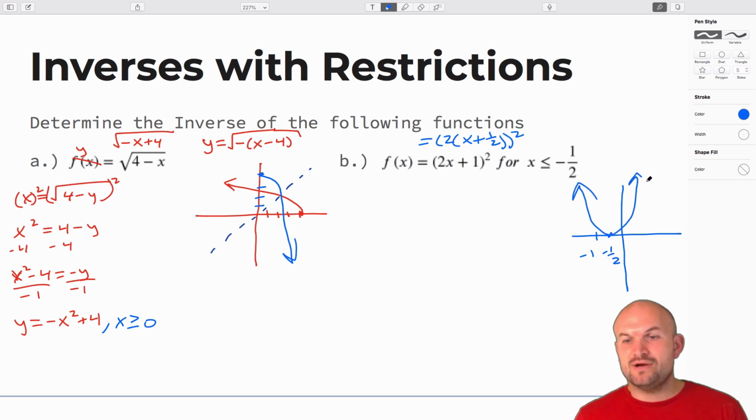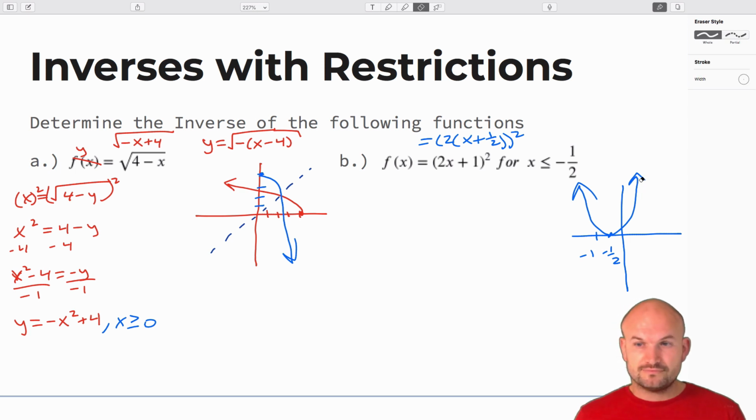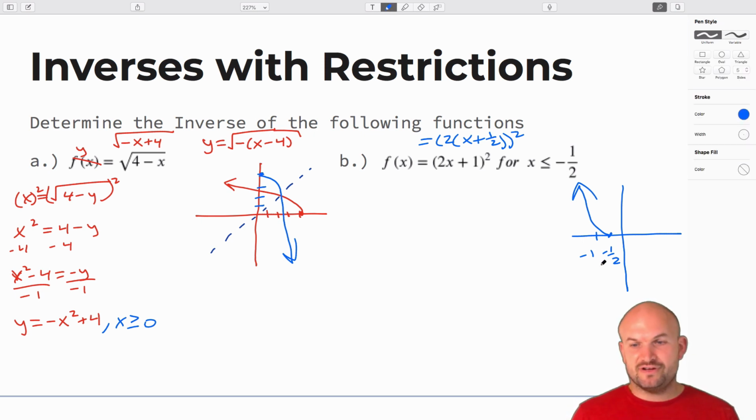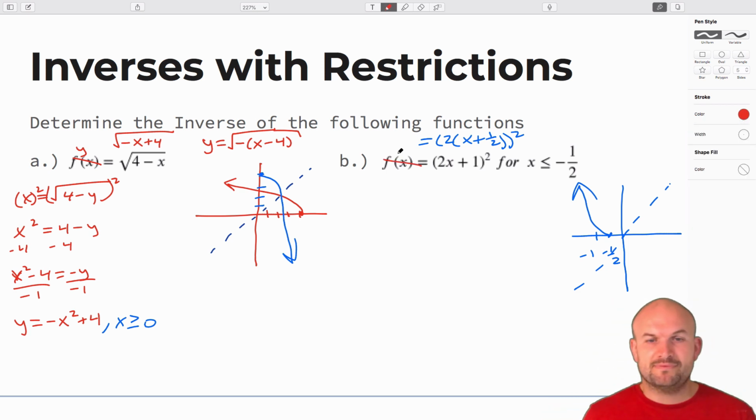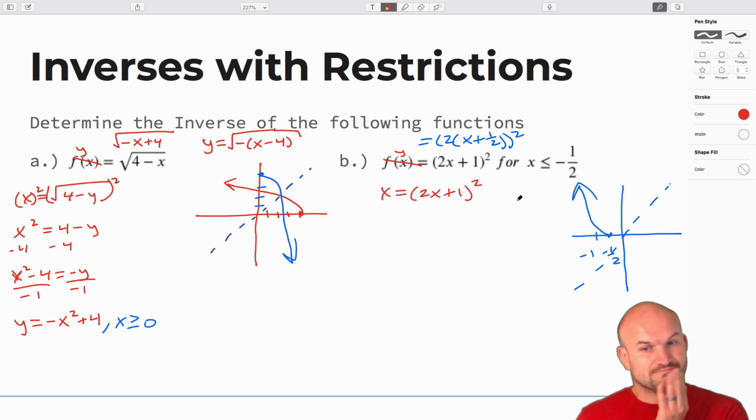But again, we're not using the whole graph because that wouldn't be a function, right? And therefore it wouldn't have an inverse. It wouldn't be one-to-one. So we're only going to use the version for x values less than or equal to negative 1/2. And then again, we need to figure out what exactly this inverse is. So now we just need to do the math. We'll swap this with y, swap the variables. So we have x is equal to (2y plus 1) squared.